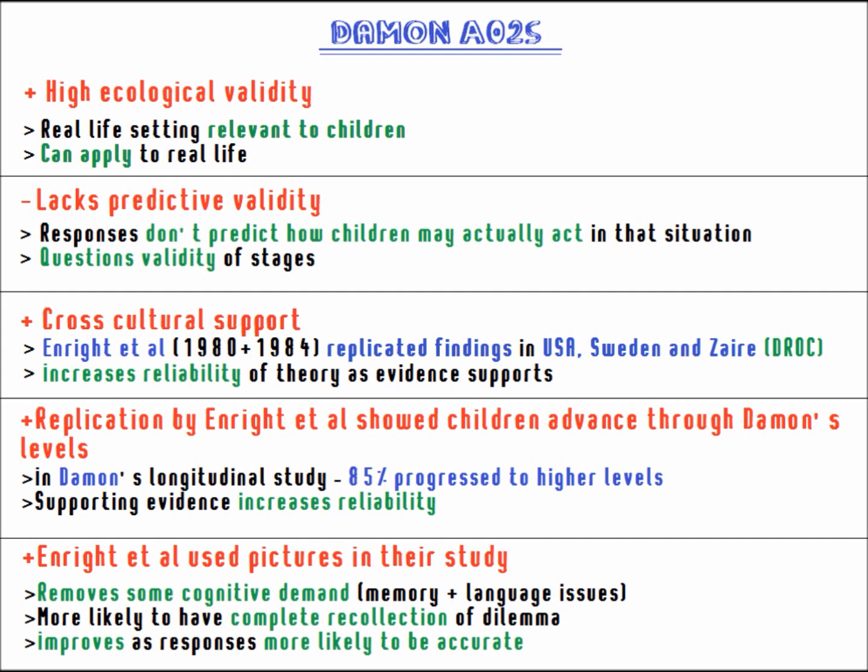Also used pictures in their study, which removes some of the cognitive demands such as memory and language issues. Therefore, the children are more likely to have a complete recollection of the dilemma, which improves on Damon as the responses are more likely to be accurate.